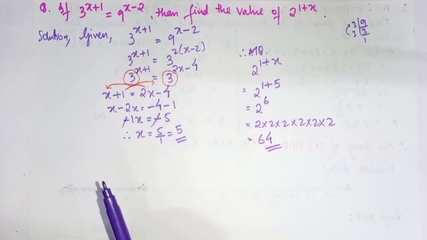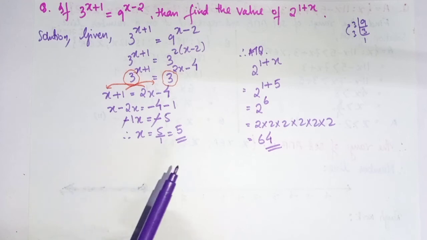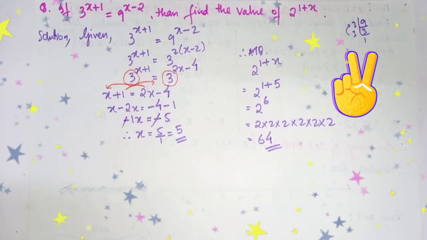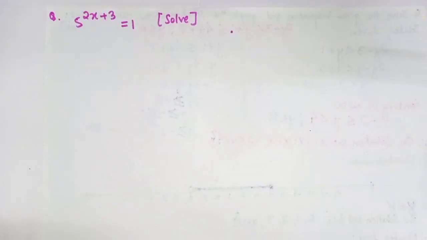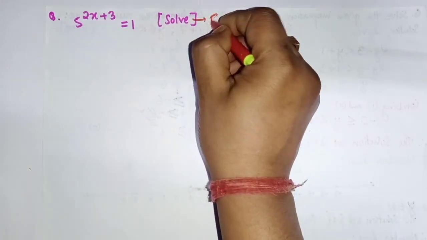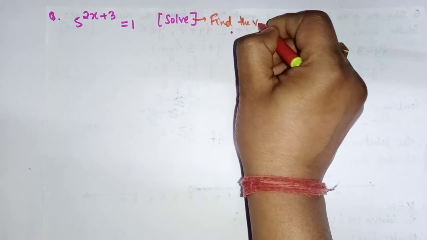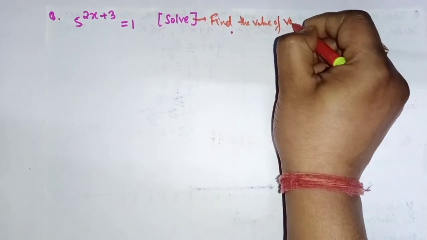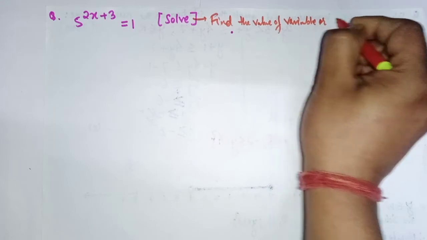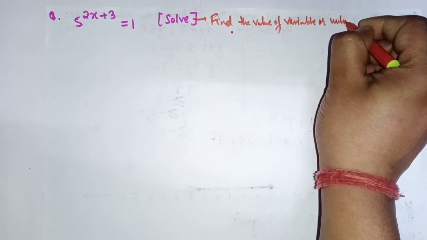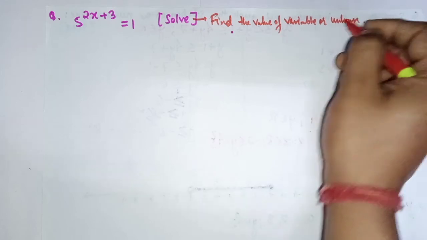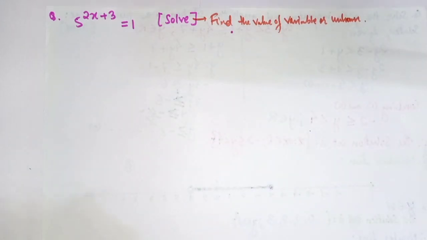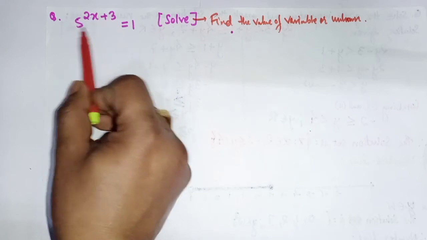So this is a different type of question because we are solving for the value of x. So now we'll solve this type of question. Let's solve another question. You can see in this question what is given is solve. Solve means find the value of variables, or unknowns. Unknown means x, y, variables, that kind of thing. So you have to find the value of x.